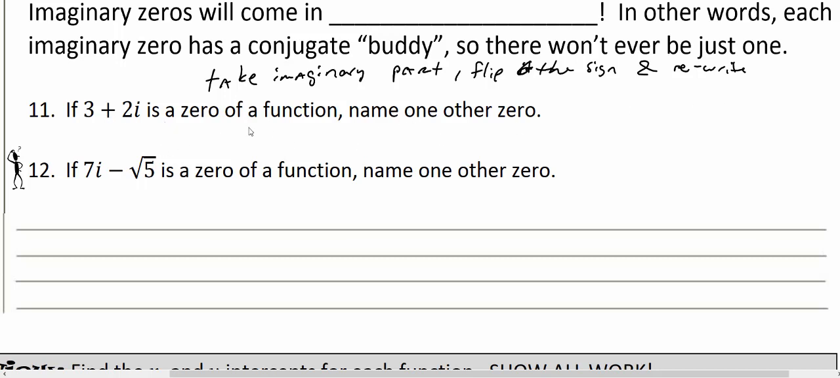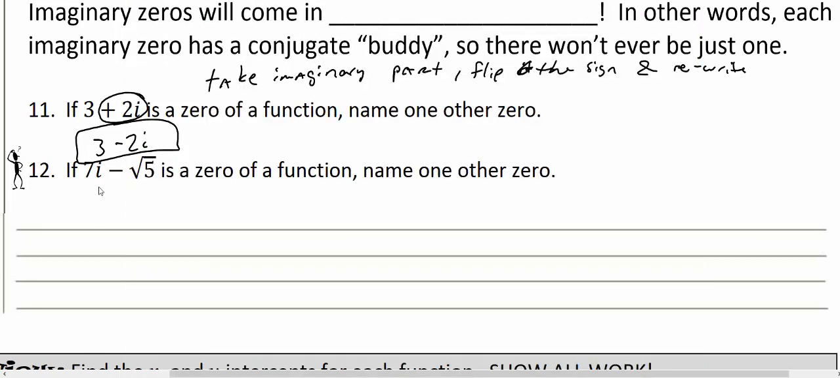So 3 plus 2i. So the imaginary part is positive 2i. So I'm going to flip it to its opposite sign. So now it's negative 2i. And rewrite, I'm going to rewrite everything there. So it's 3 minus 2i is the other zero. Okay? Take 2 seconds to pause it and try the next one.